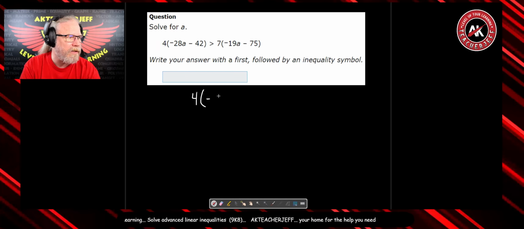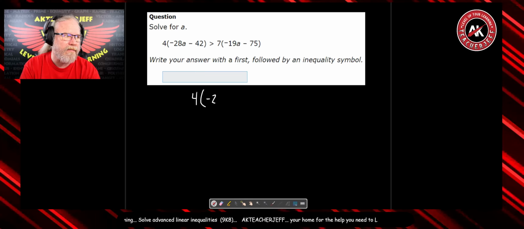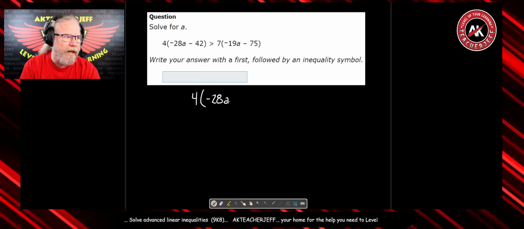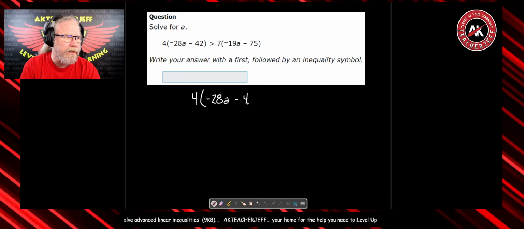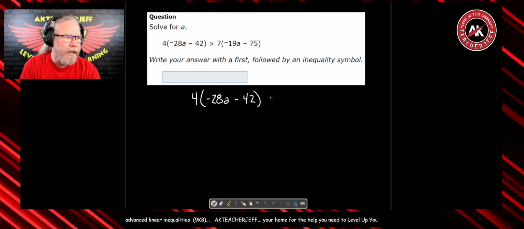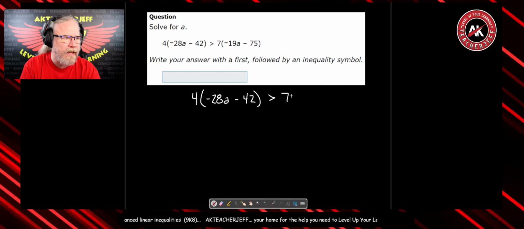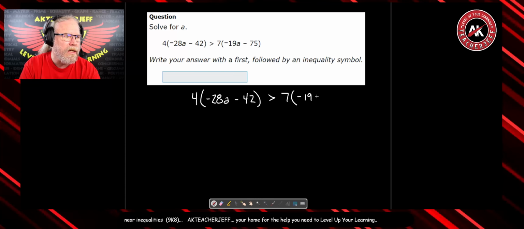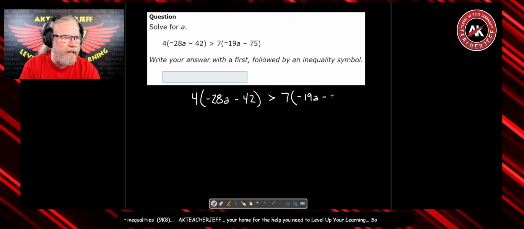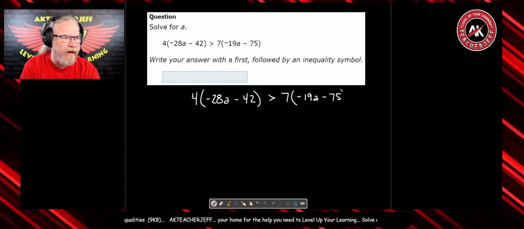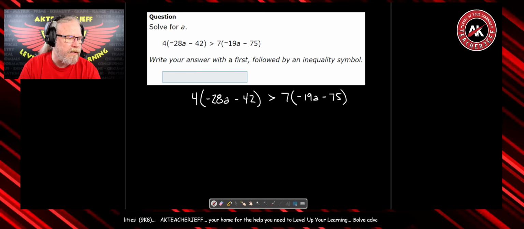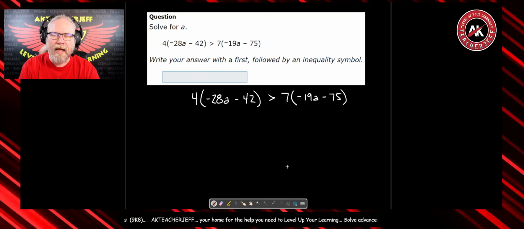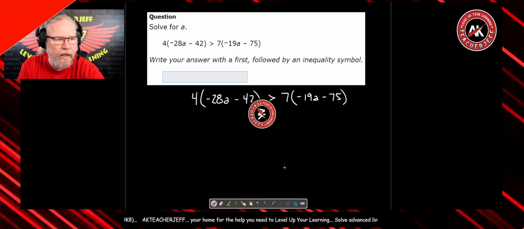4 times the quantity of negative 28a minus 42, and this is all supposed to be greater than 7 times the quantity of negative 19a minus 75. All right, so let's go ahead and bring in the calculator for this one and pull the calculator in.